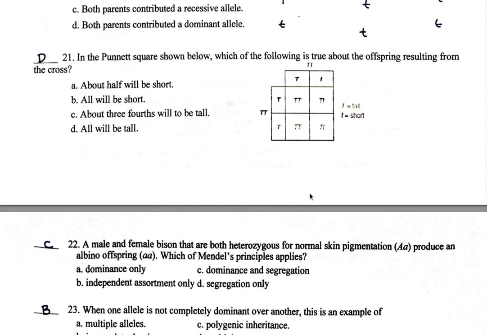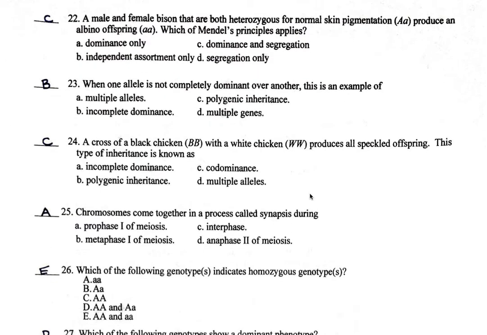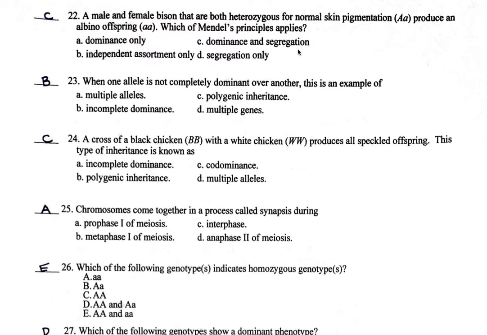Okay. 22. A male and female bison that are both heterozygous produce an albino offspring. Okay, so you got 2 parents that are big A, little a. Notice they have normal skin pigmentation. So what that tells you is that dominance is in effect. If you have at least one big A, your offspring are going to be normal. And so there's Mendel's rule of dominance. And whenever you think, okay, I need to separate my alleles and create a Punnett square, you are using the law of segregation automatically whenever you start to create a Punnett square. So dominance and segregation are working here.